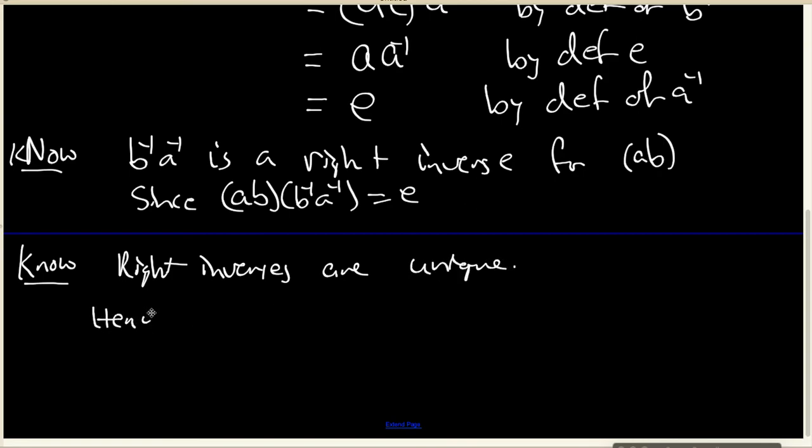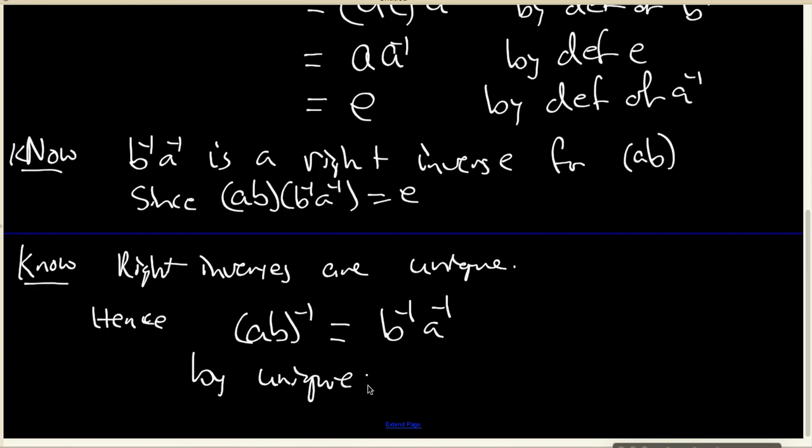Hence, the formal name for the inverse of AB is (AB) inverse, and it must be equal to B inverse times A inverse by the uniqueness of inverse elements. And that ends our proof.